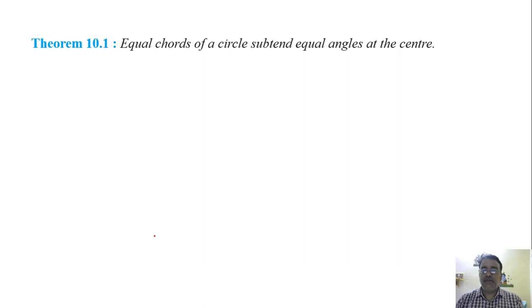Next, theorem number 10.1. Equal chords of a circle subtend equal angles at the center. So how do we prove a theorem? Write the given, then the to prove, along with the diagram, then construction if required, then the proof. Completing all of this will get you full marks.